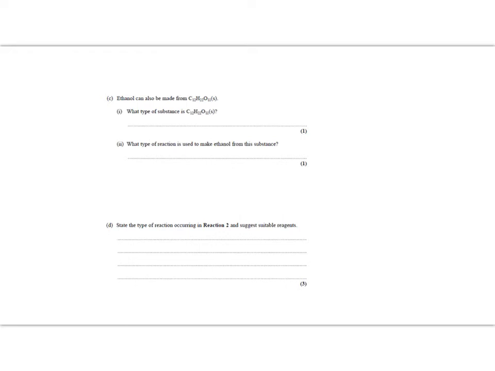So what type of substance is C12H22O11? Well, that's actually sucrose, but it's a sugar. You could also answer that it was a carbohydrate, if you could actually spell carbohydrate.